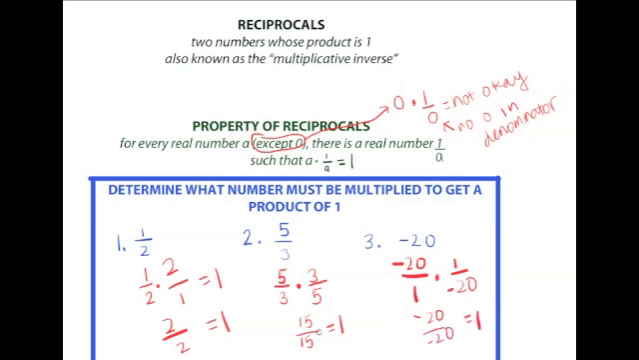Okay, so in number 1, remember the directions were to determine what number must be multiplied. So in number 1, it would be 2 over 1, or if you just want to say 2, that's fine.